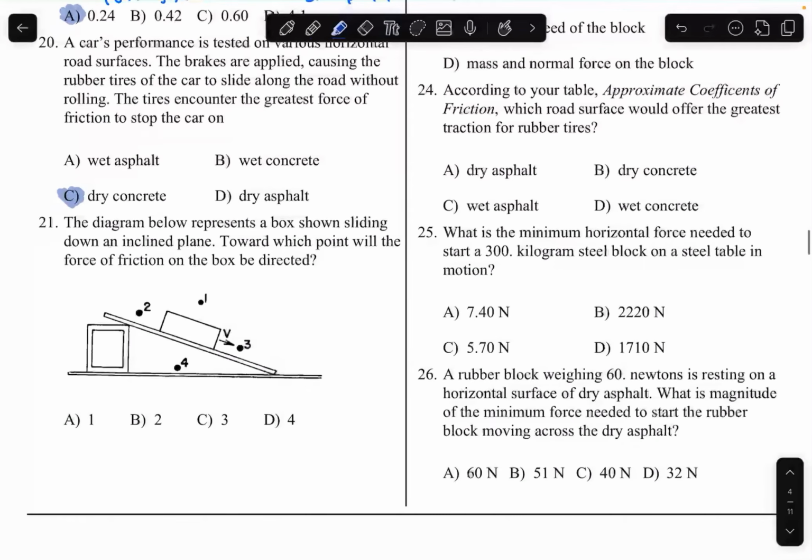21. The diagram below represents a box shown sliding down an inclined plane. Toward which point will the force of friction on the box be directed? So the velocity is going towards C right here. 3. And remember, Ff is the opposite of applied force. So Ff would be going the opposite way, which is 2. And that's going to give us B.